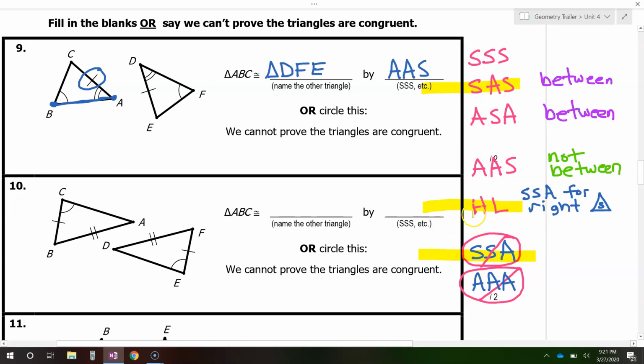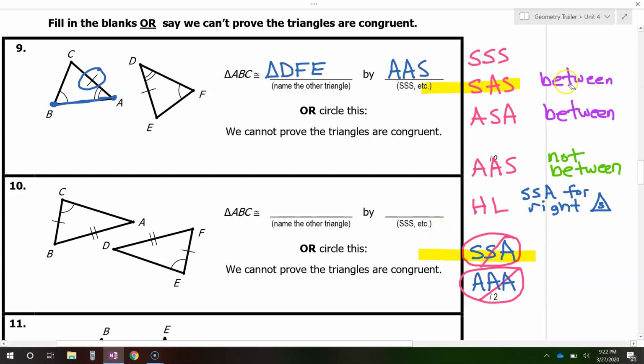Let's start with hypotenuse, leg because that is the easiest one to eliminate. Only a right triangle has a hypotenuse. Is this a right triangle? No. That means it cannot be hypotenuse, leg. So it's either going to be side, angle, side if the angle is between the 2 sides. Otherwise, it'll be this one, which means they can't be proven congruent.